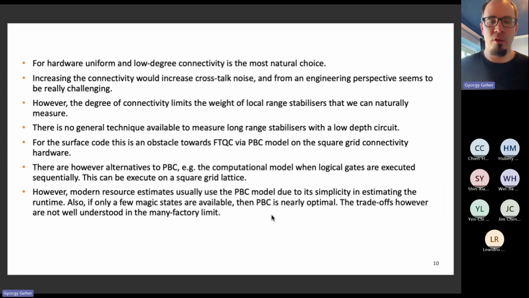So yeah, if you use the Pauli-based computational model, then it's not clear how to measure those stabilizers, and I will go into that in the next few slides.